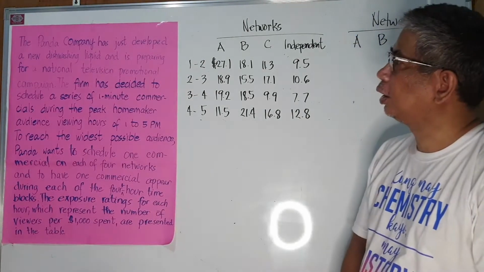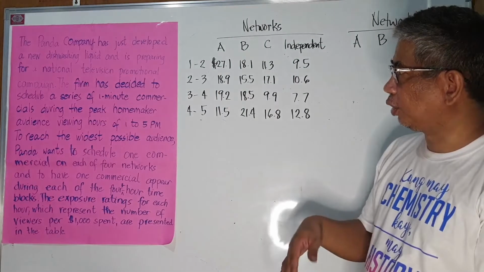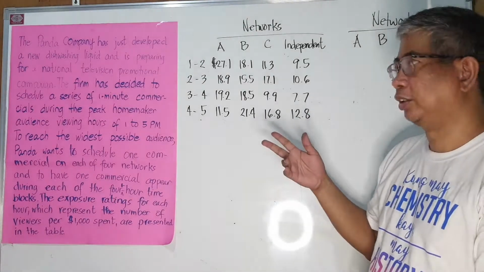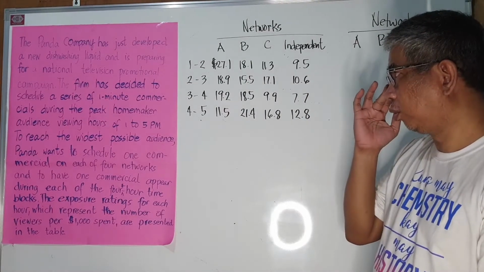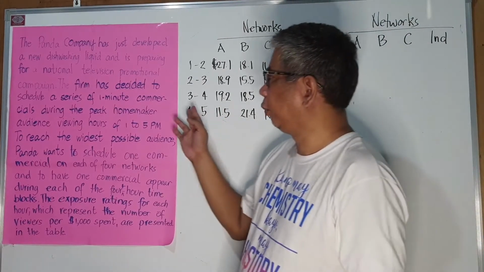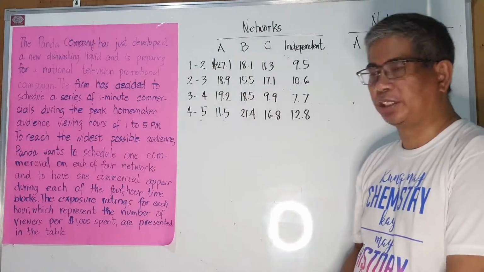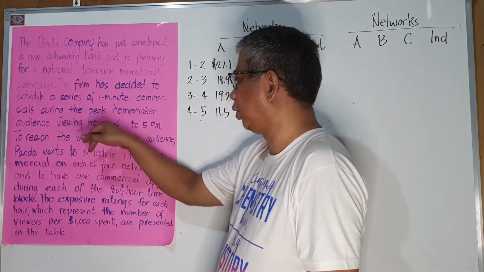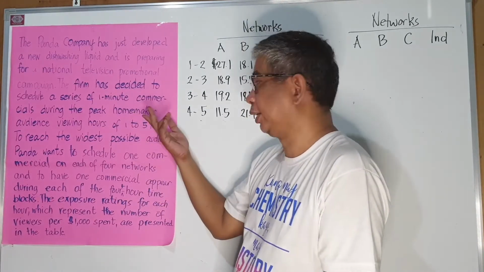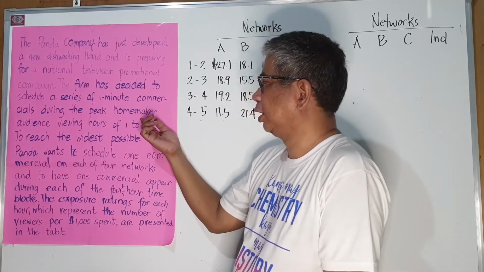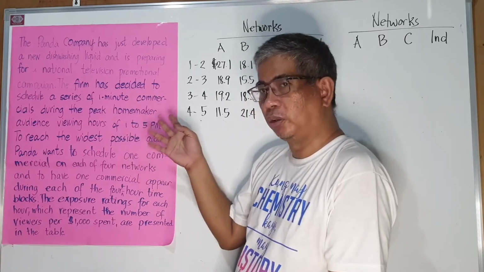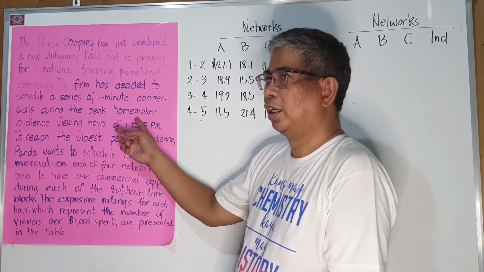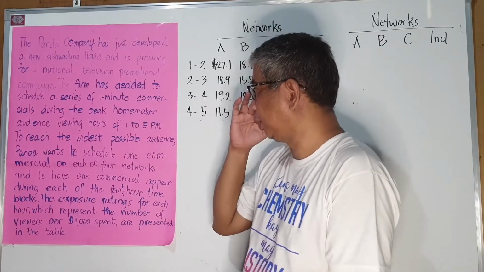the Panda company just developed a new dishwashing liquid and they are now preparing for a promotional campaign on national television. Okay? So, what they have decided on is that they will place a 1 minute long commercial during the peak homemaker audience viewing hours of 1 to 5. So, they have a target market, the homemakers, and they know the viewing habits of their customers.